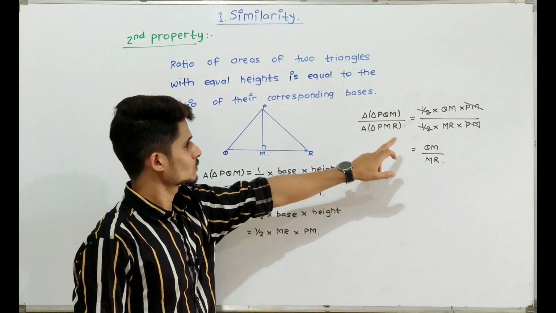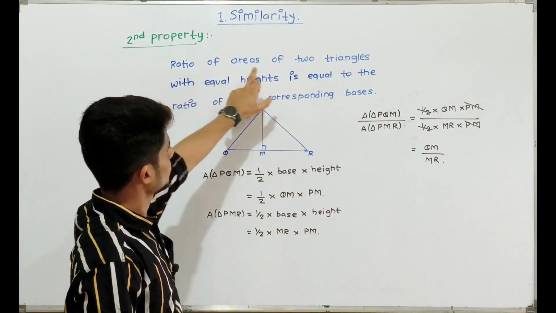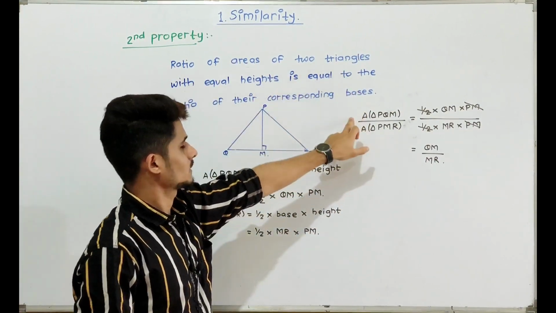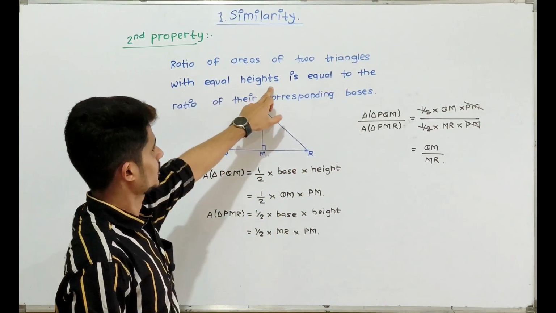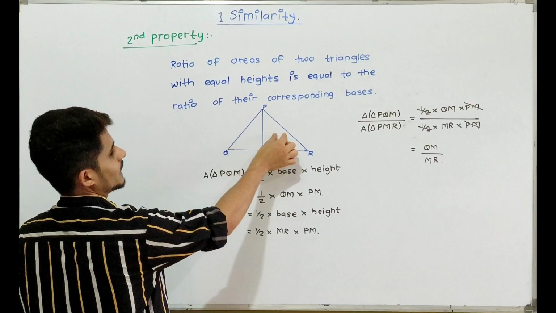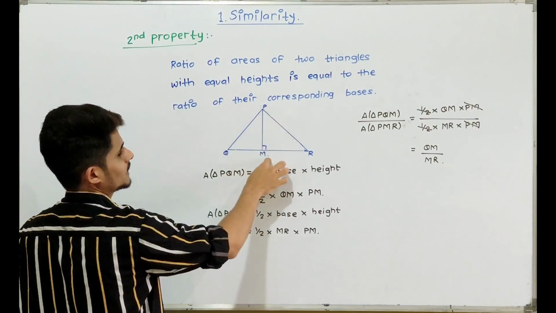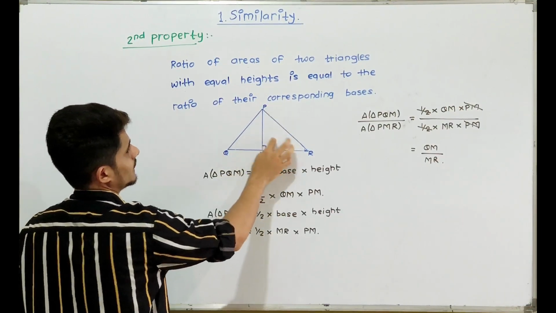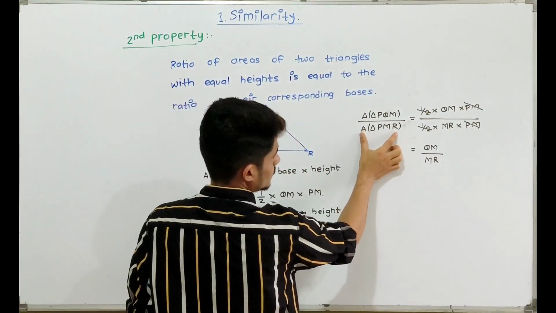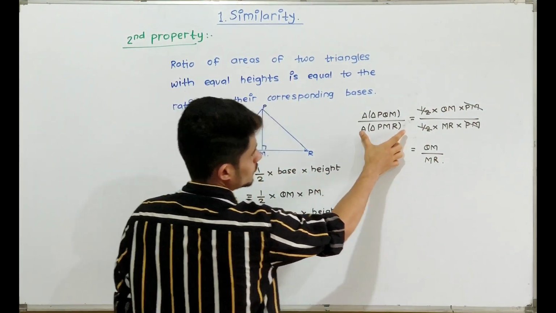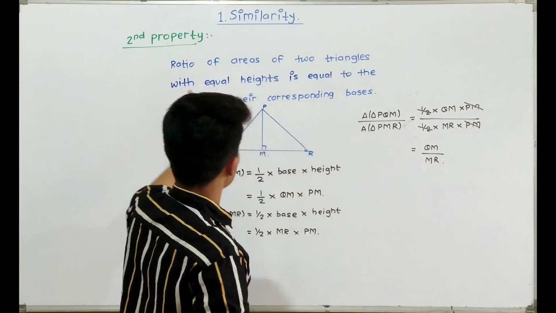So now we'll go through the property, that is ratio of area of two triangles with equal heights. We have an equal height for both the triangles, that is PM is the height for both the triangles, is equal to the ratio of areas of two triangles with equal heights.